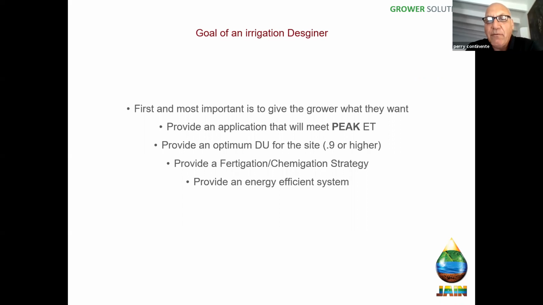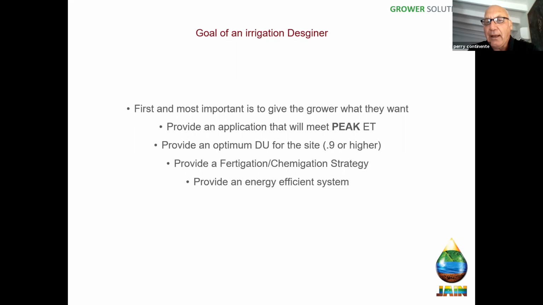Anyway, the goal is to provide an application that will meet the peak ET, or essentially the water crop requirement. And so the tools we have to give to the grower are: what's your distribution uniformity and what's your application rate. Once they know those two things, they can intelligently irrigate their field. So we're going to provide them with a high DU or an appropriate DU. I won't get too far into that, other than to say that as a general rule, we target 0.9 or higher.